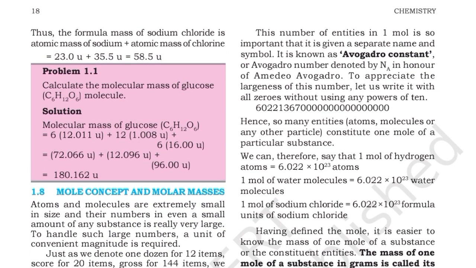This number of entities in 1 mole is so important that it is given a separate name and symbol. It is known as the Avogadro constant or Avogadro number, denoted by N_A, in honor of Amedeo Avogadro. To appreciate the largeness of this number, let us write it with all zeros without using any powers of 10: 602213670 followed by 15 zeros. Hence, so many entities, atoms, molecules, or any other particle constitute 1 mole of a particular substance.